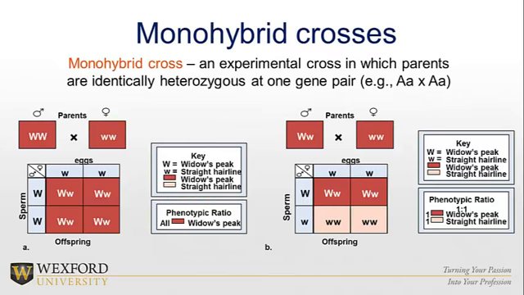So a monohybrid cross is an experimental cross in which the parents are identically heterozygous at one gene pair. That's what we just looked at. That's a monohybrid cross. How would we get that? Well, an example would be two parents that are homozygous, one dominant and one recessive. So we saw that's how Mendel got it on his first cross.